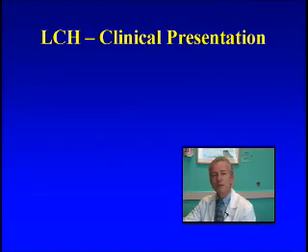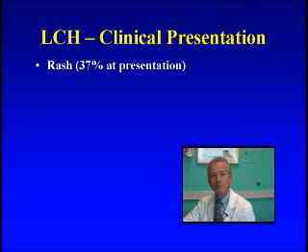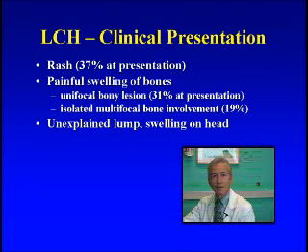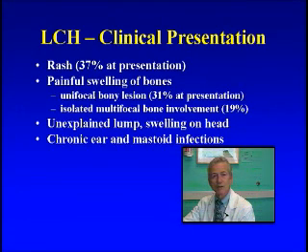So how does this disease present? Well, most of the children present with either a skin rash or painful swelling of some bone. They might have a bump on the head that looks like a lump that came from an accident, and that bump might be kind of squishy. Or they might have swelling around their ear, the mastoid bone behind the ear. They might have swelling around their eye such that the eye seems to be sticking out a little bit. We call that proptosis.